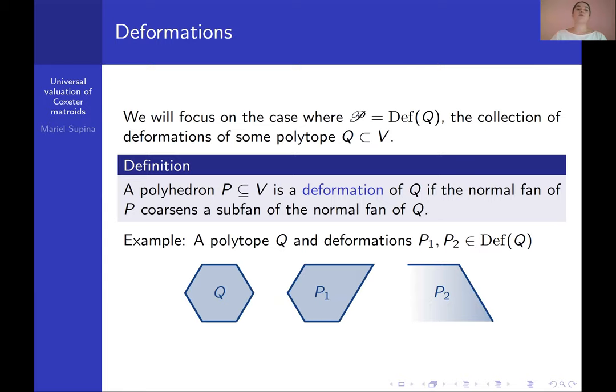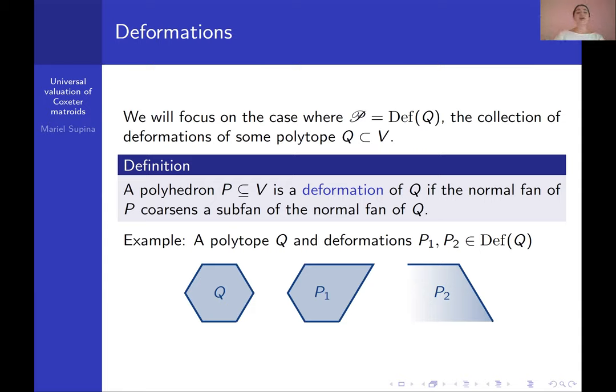So to start, we will focus on the case where our family of polytopes is the family of deformations of some special polytope Q. If you know what the normal fan of a polytope is, then you should think that a deformation of Q is another polyhedron P such that the normal fan of P coarsens a subfan of the normal fan of Q. And if you don't know what the normal fan is, then you should just think of this picture that I'm showing in this example.